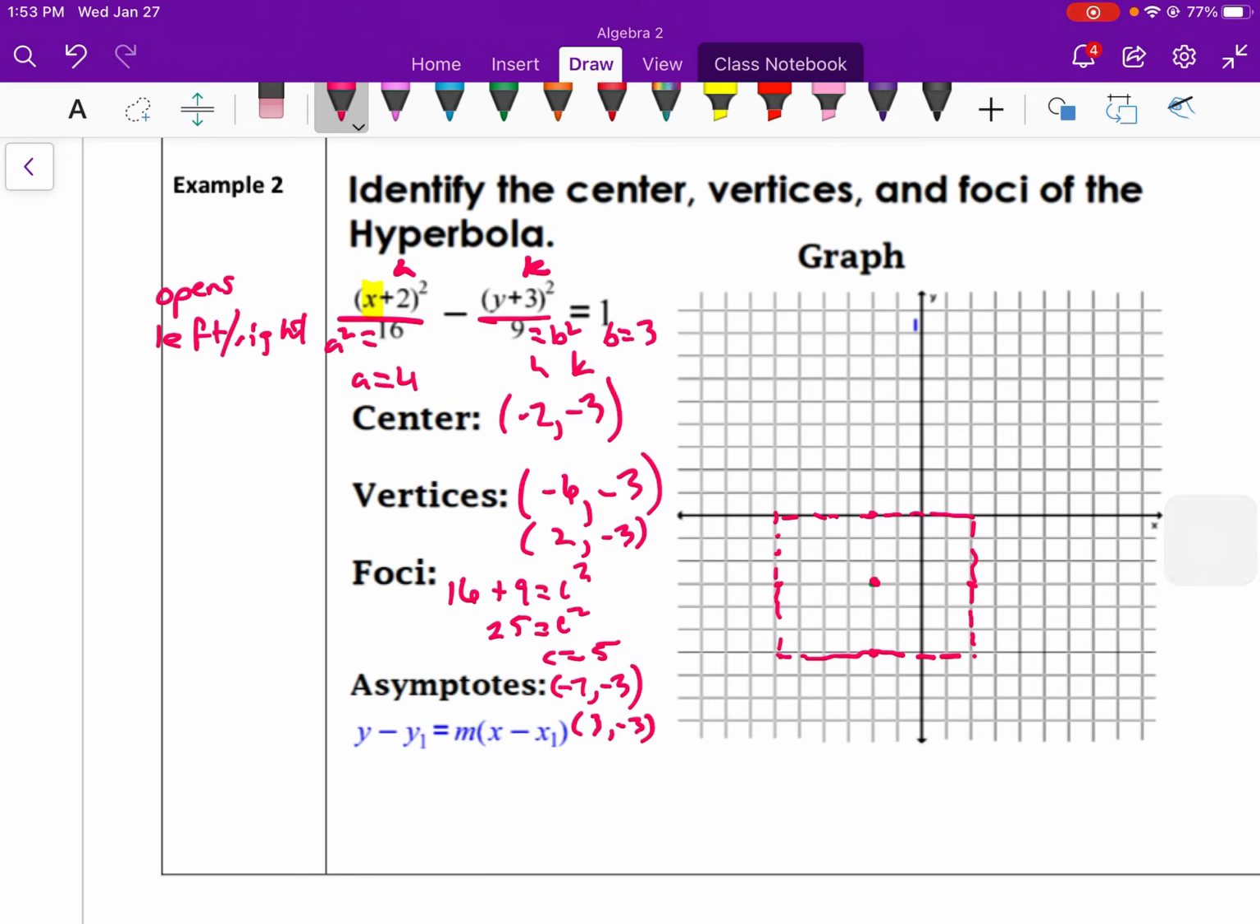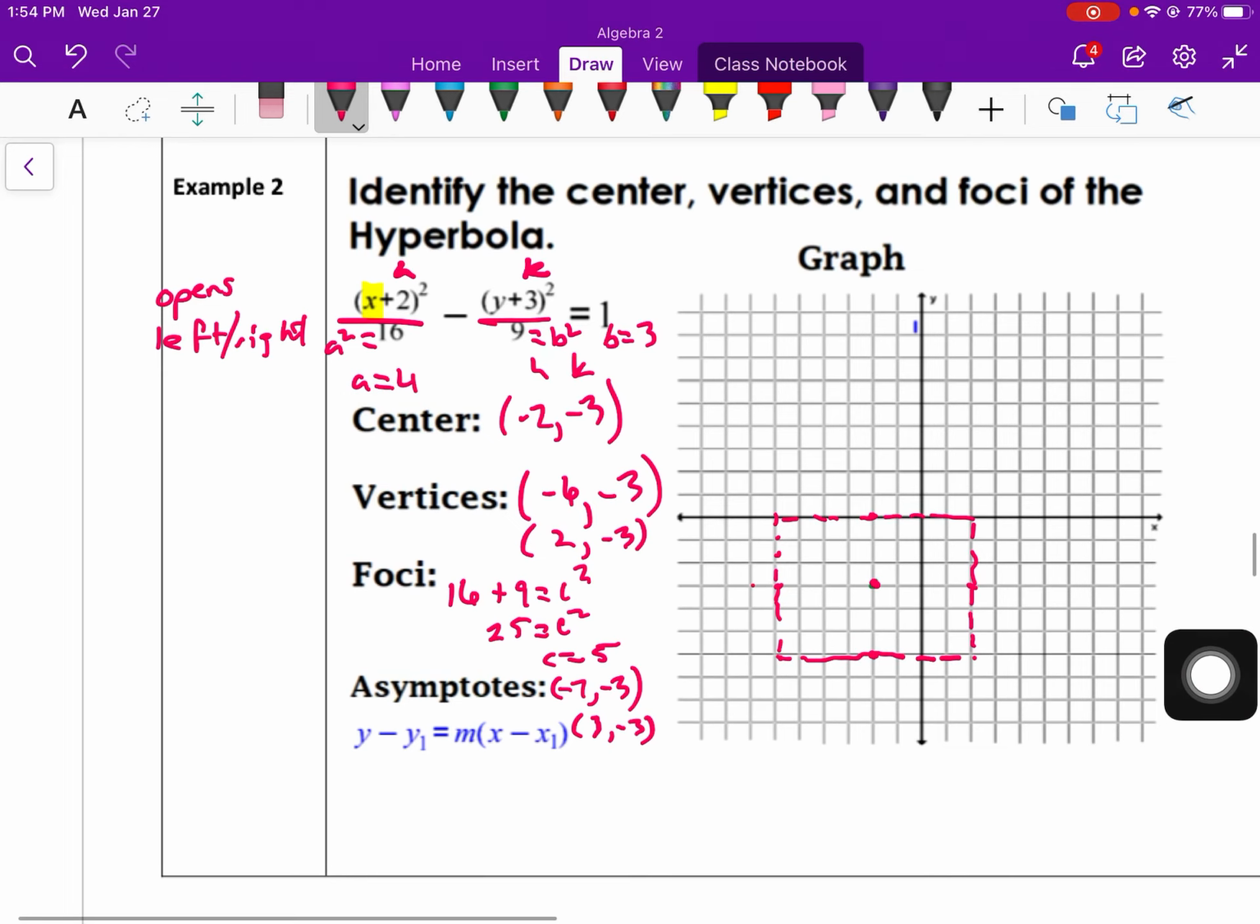Let's check, that looks good. And to reiterate, the focal points are horizontal, and now they should be outside of our vertices here. So negative 7 will be here, and then 3 will be here. So that's what we were looking for.